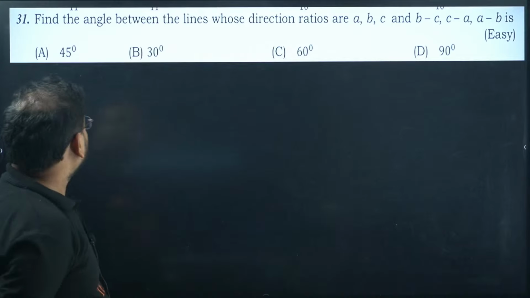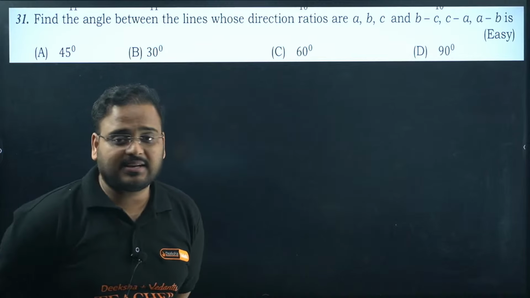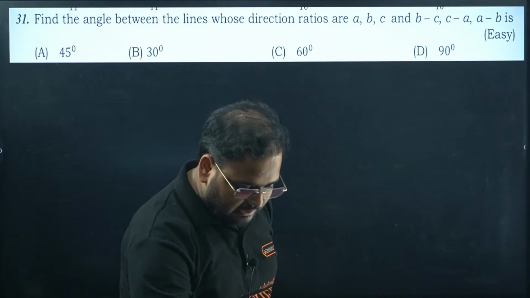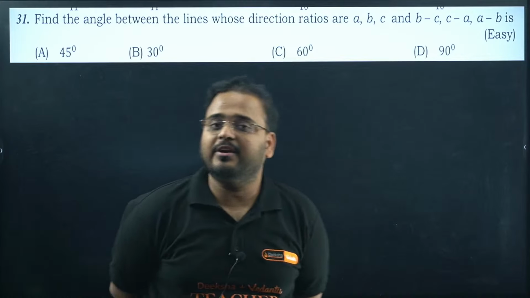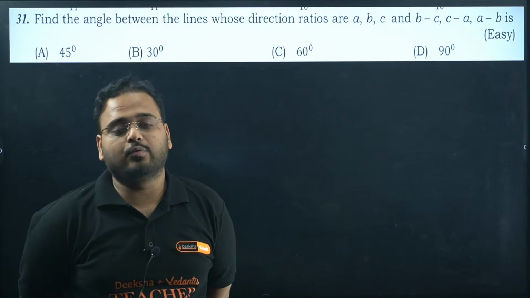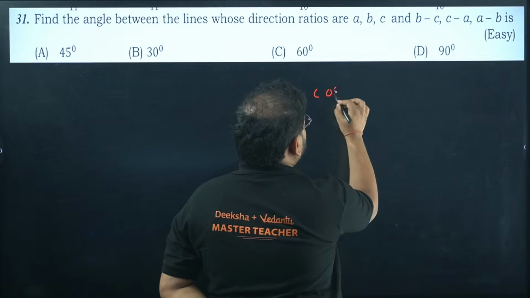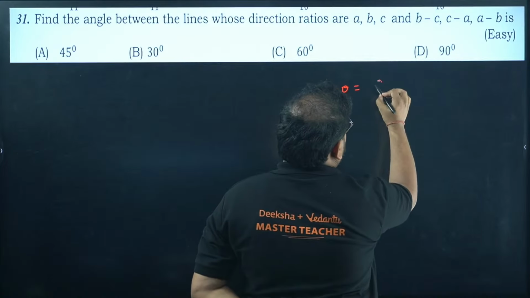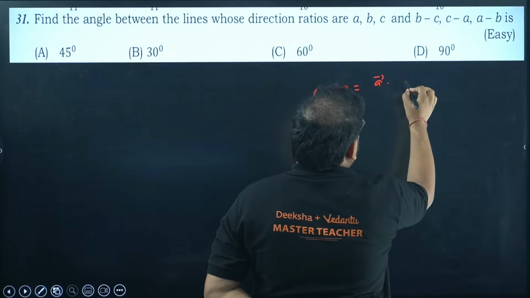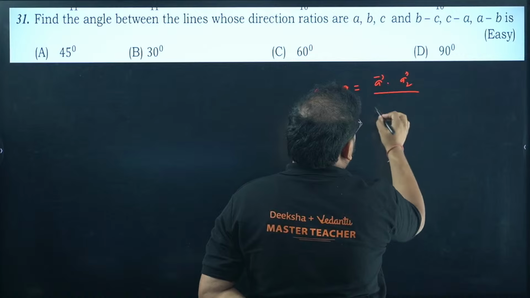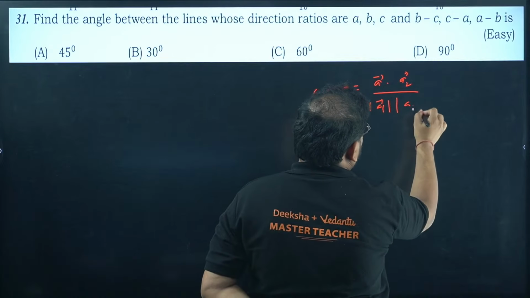Okay. So find the angle between the lines whose direction ratios are a, b, c; b minus c, c minus a; and a minus b. This looks like a decent question. The approach will remain the same since we have the DRs known. We have two ways to identify with the help of DRs. The formula is cos theta is given as a1 dot a2 over mod a1 into mod a2.